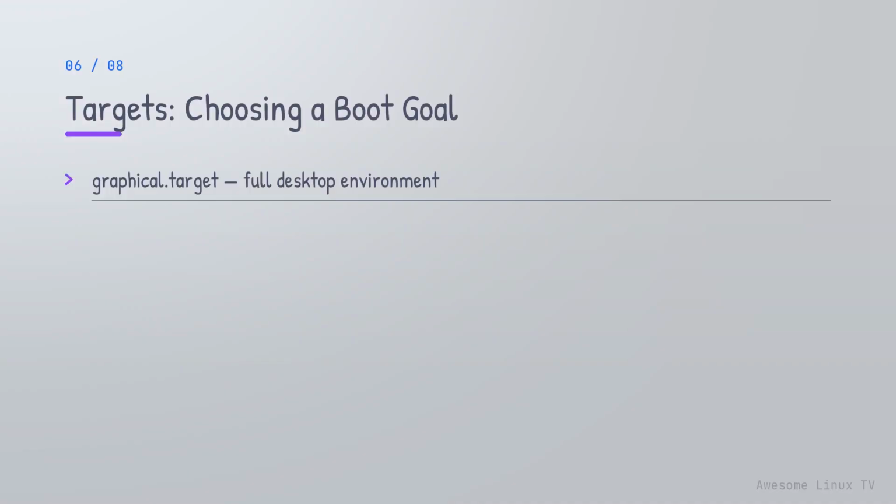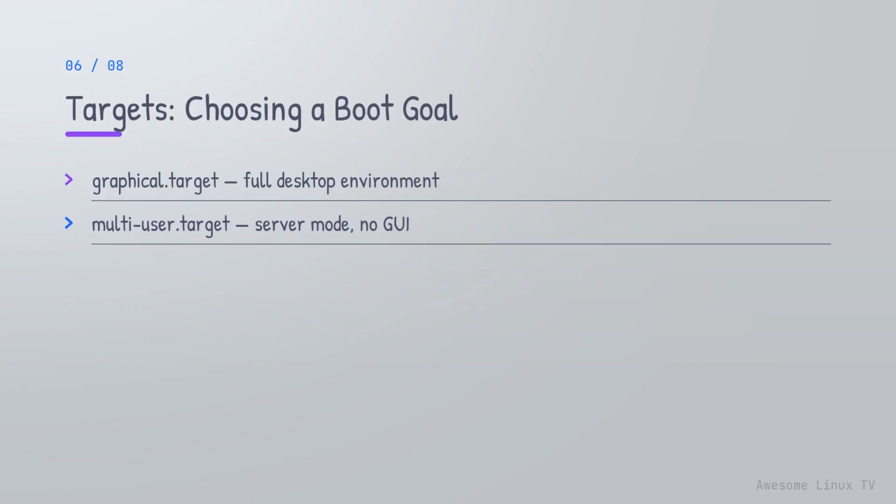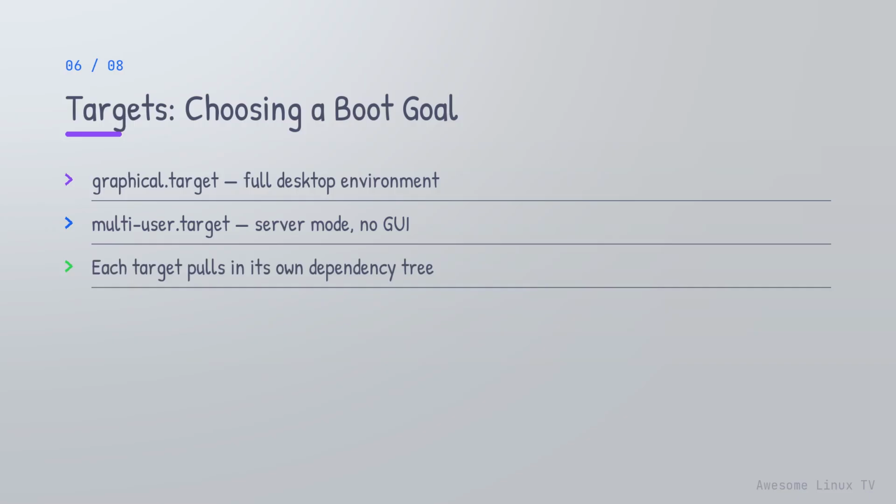Targets are how systemd decides which state to boot into. Graphical.target pulls in the display manager, audio, networking, everything a desktop needs. Multi-user.target is the server equivalent, just terminals and daemons. When systemd reaches a target, it recursively resolves every dependency and starts them all in parallel. It replaced the old numbered run levels, which nobody could ever keep straight.